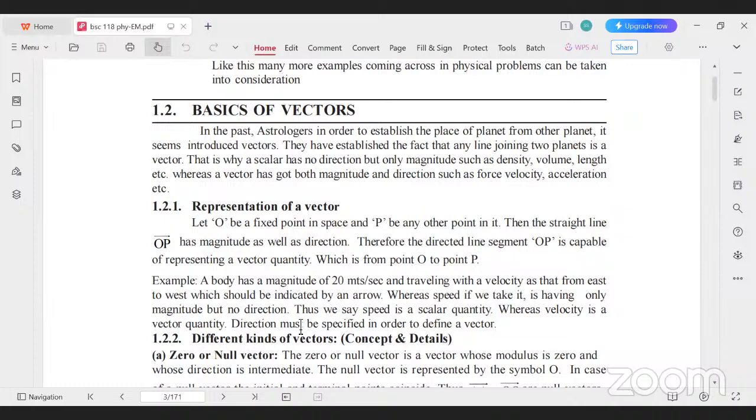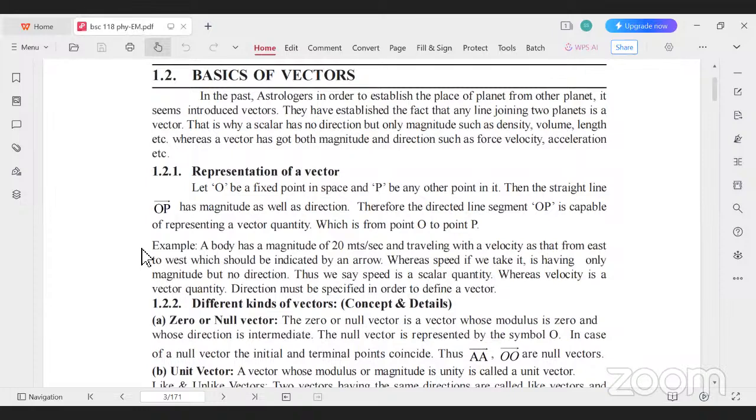Okay. So we are going to see the depth of how these vectors are going to help with force, velocity, and acceleration. I have given you the best example, a car. You need to remember how force, velocity, and acceleration are going to work. So, representation of a vector. Let O be a fixed point in space and P be another point in it. Then the straight line OP bar has magnitude as well as direction. Yes, it has both magnitude as well as direction.